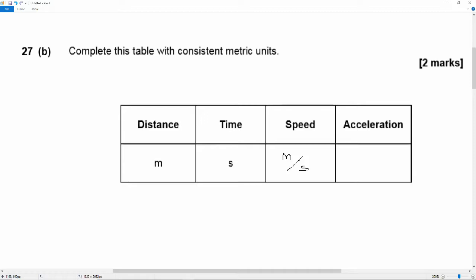And acceleration, well, acceleration is speed divided by time. And if speed is in meters per second, and then we're dividing by seconds, we're going to get meters per second squared. You could also get away with using index notation, and instead of writing meters per second, you could have written ms to the power of -1, and for acceleration you could have done ms to the power of -2.